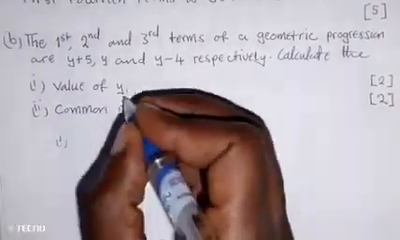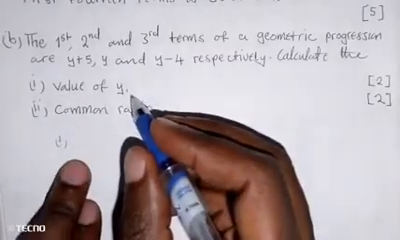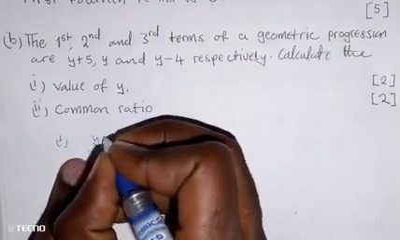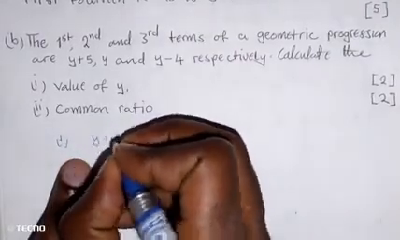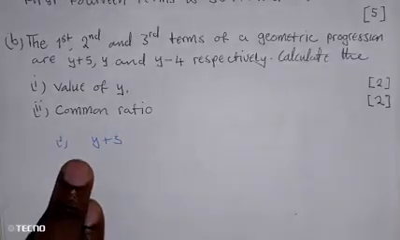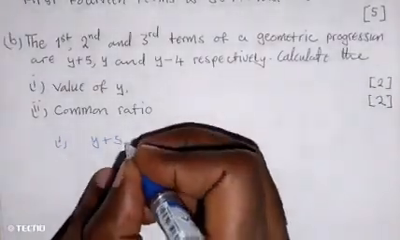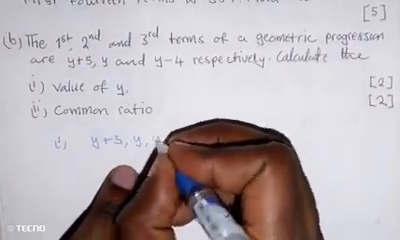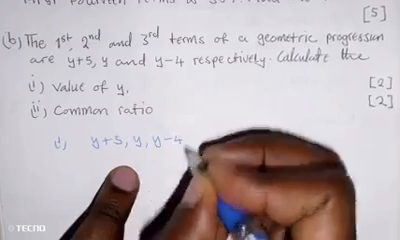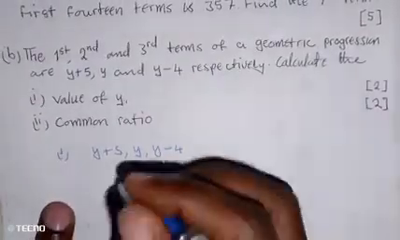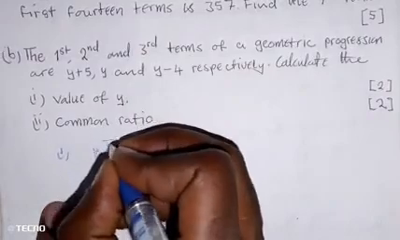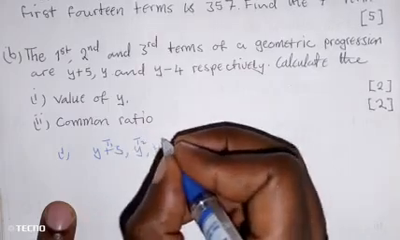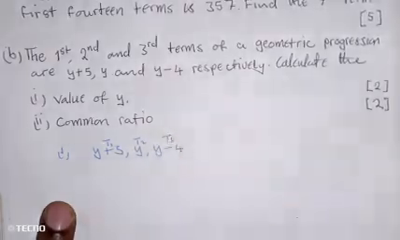For us to calculate the value of R, we have the first term, which is y plus 5. Okay, this is a GP. Then y, then again we've got y minus 4. Okay, this is what we have. Then we know that this one represents the first term, this one the second term, this one the third term.